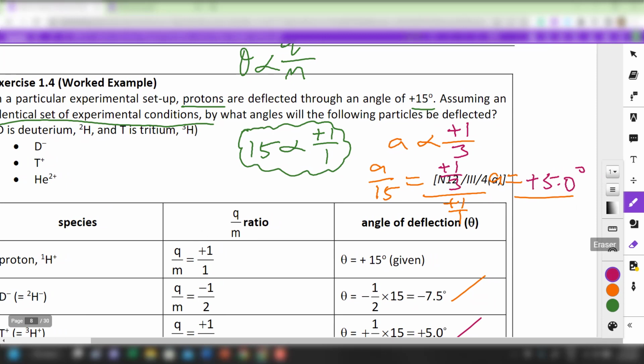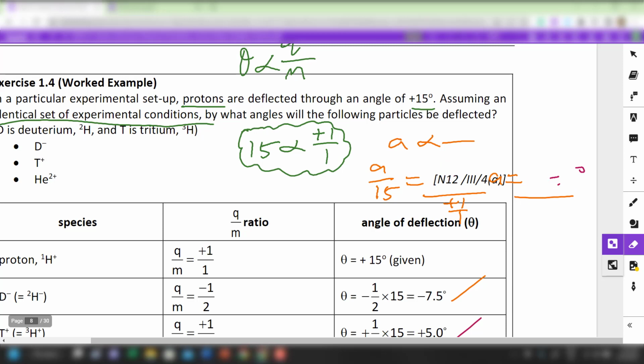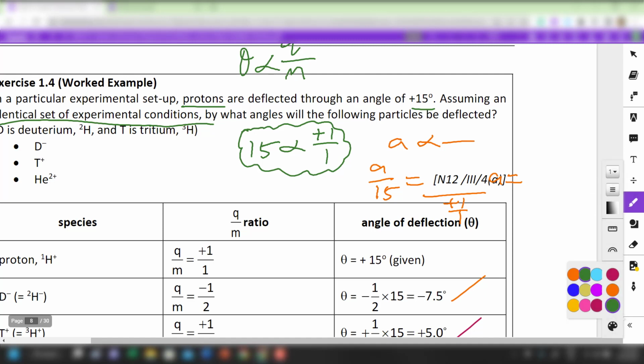For helium-2 plus, what we do here is cancel this. Everything we cancel. I'm going to change to green. Oh sorry, green we have used, so maybe I'll change to blue. For helium, that will be +2 over 4, that's the mass number. This is half again, so plus half times 15 degrees, that's plus 7.5 degrees.